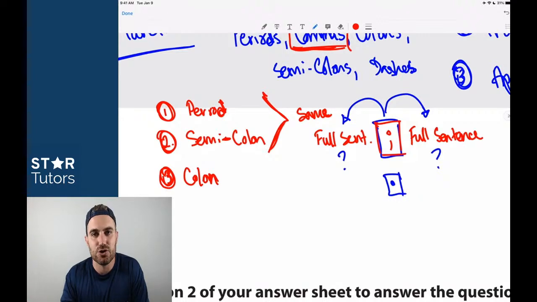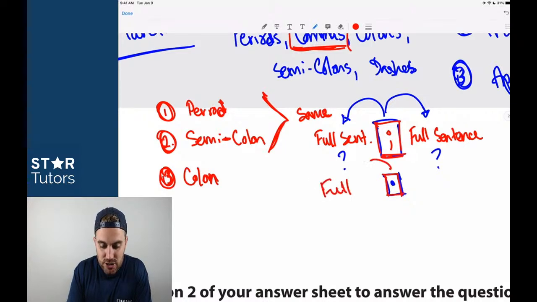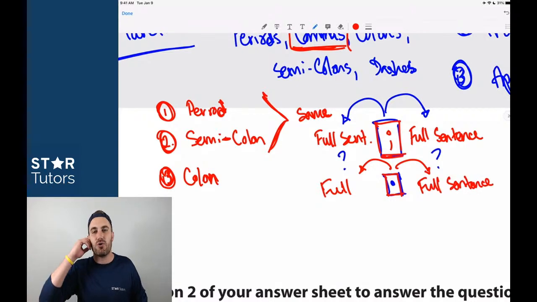There needs to be some punctuation here, but it's not a semicolon because I checked the rule. So a semicolon and a period need a full sentence. You're just looking to the left, reading it, looking to the right, reading it. And that's something that most students don't think about because we learned how to use a period when we were like 3rd graders, right?